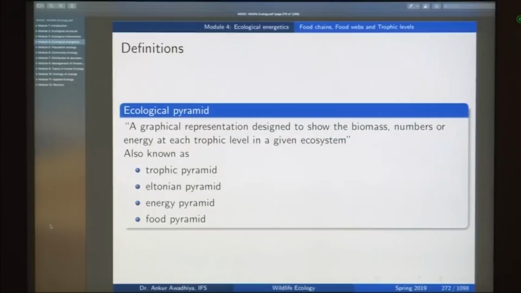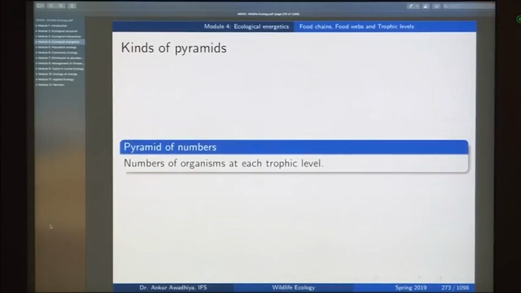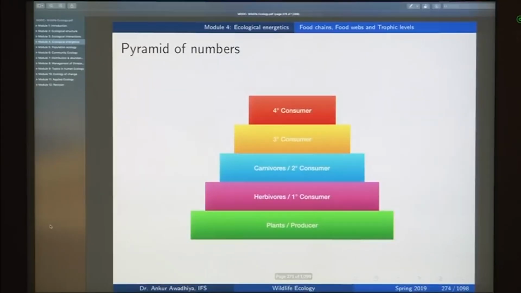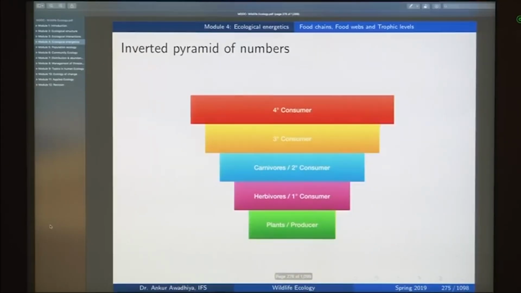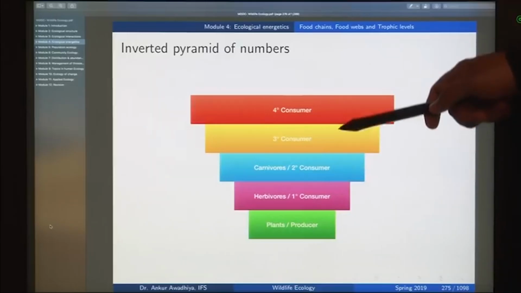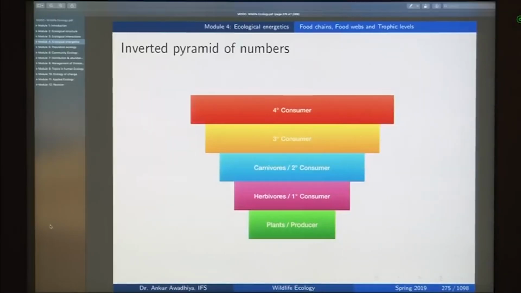Next we had a look at ecological pyramids, which is a graphical representation that is designed to show the biomass, number or energy at each trophic level in a given ecosystem, and it is also known as a trophic pyramid or an Eltonian pyramid or an energy pyramid or a food pyramid. And then we looked at pyramid of numbers, how many organisms are there at each trophic level. It can be inverted, in which case you have one plant that is feeding a number of herbivores, which is feeding an even larger number of carnivores and so on.